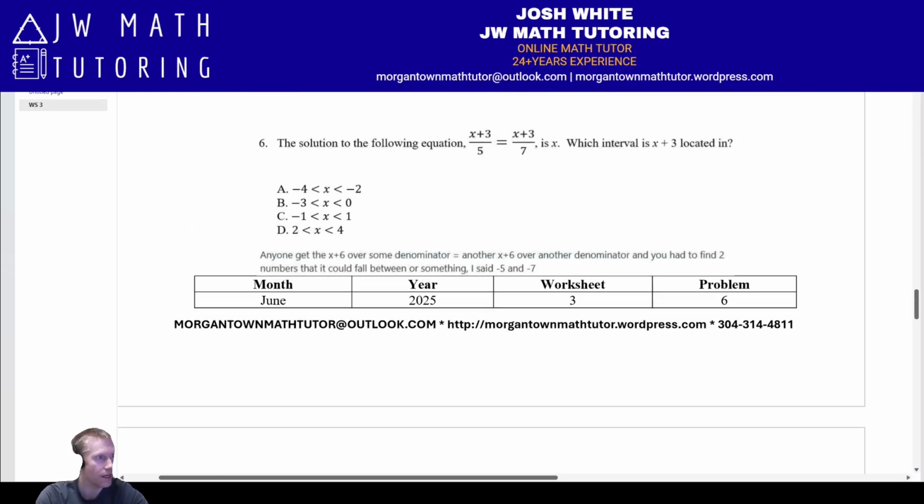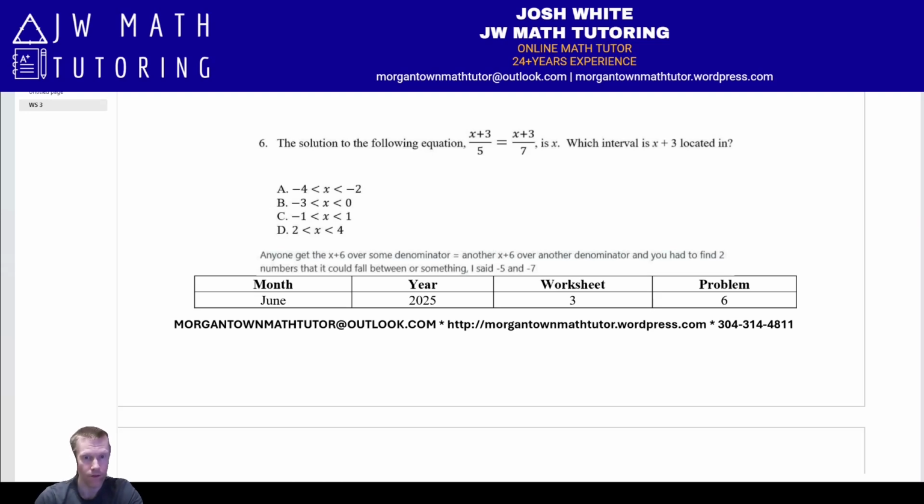All right, next up, this was a question I saw mentioned a lot. You'll see variations of this. Basically, it's an equation set up as a proportion, and you have the same exact expression on the top on both sides. So in this case, it's x plus 3, but it could just as easily be x plus 6, or x minus 2, or whatever. The point is, it's the same exact expression over itself on the top, but the numbers on the bottom are different. Okay, and then the question will always ask in which interval is the expression on the top located.